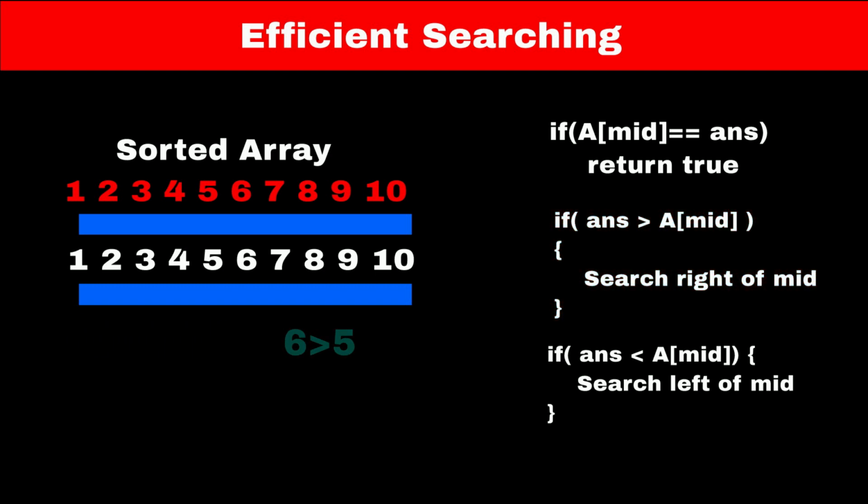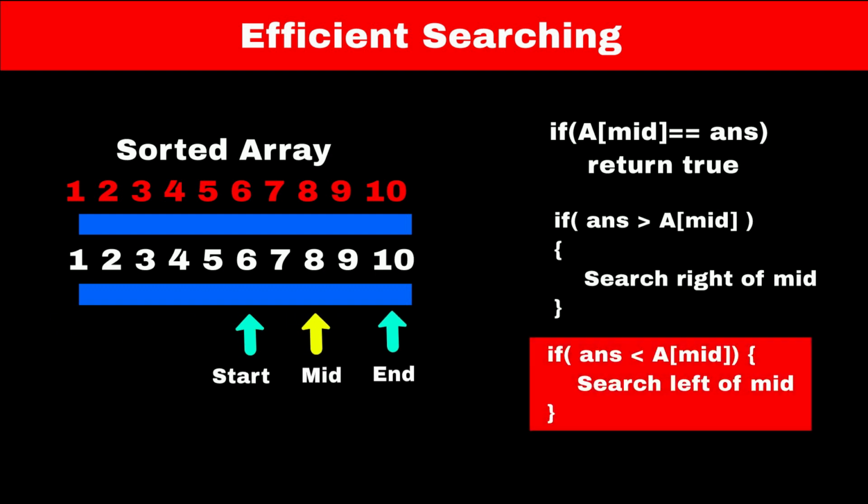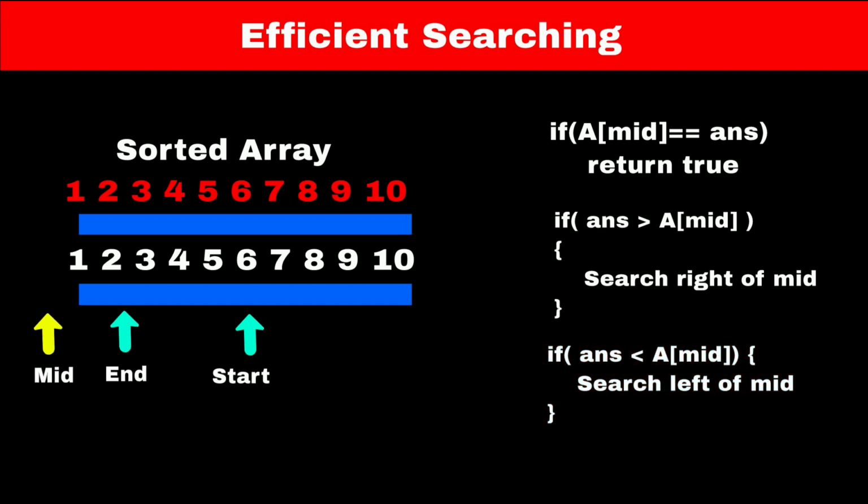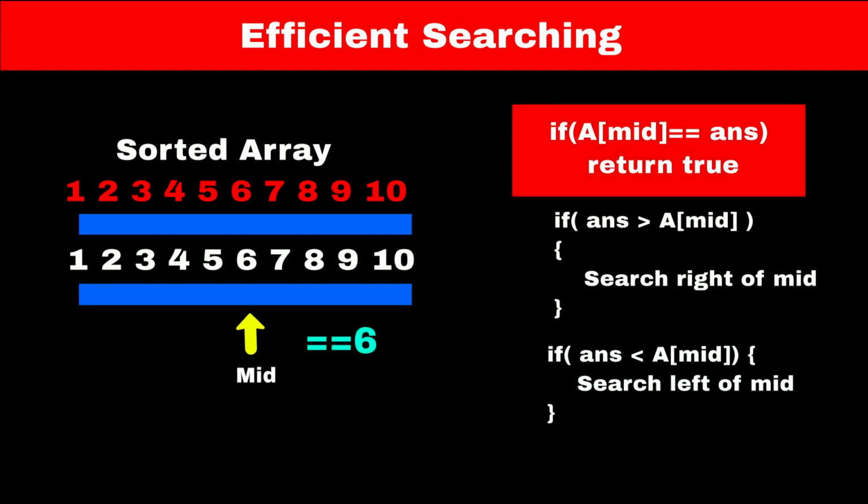So in the next iteration, our new start will be index 5 and end will be index 10. So middle element will be index 8. Now value at index 8 is less than our element. So our element will be on the left side of a middle element. So we will discard the right part of index 8. So our new end will be at index 7 and new middle will be at index 6, and this middle is our answer. So in just 3 iterations we found the answer.